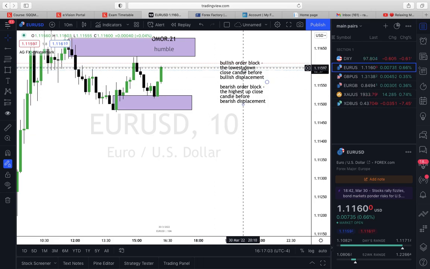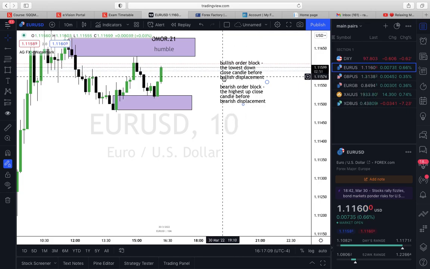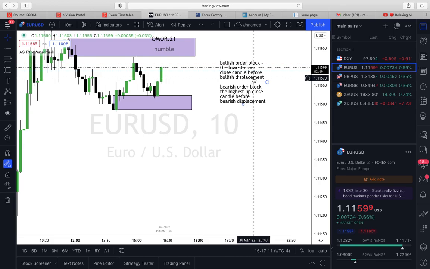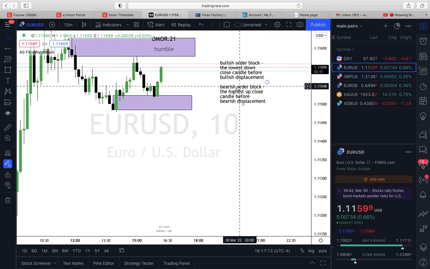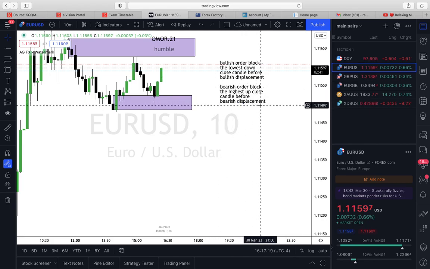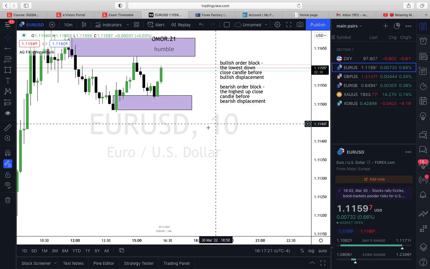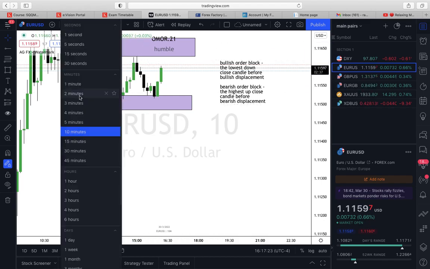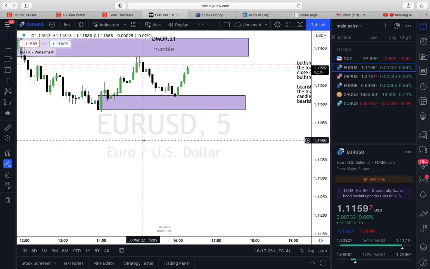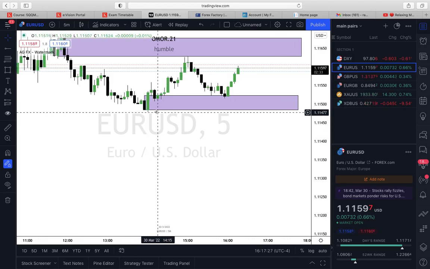A bullish order block is the lowest down close candle before bullish displacement. And now the keyword is displacement, yeah? Bearish order block, the highest up close candle before bearish displacement. Now, what do I mean by displacement? I'll tell you exactly what I mean by that. Displacement.